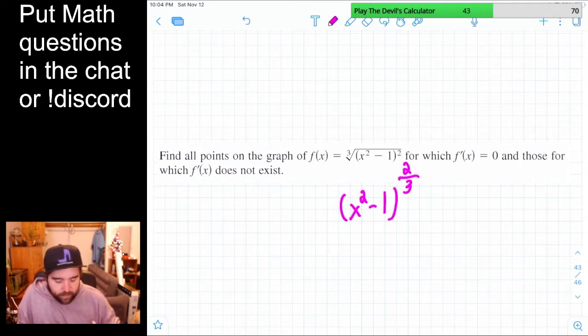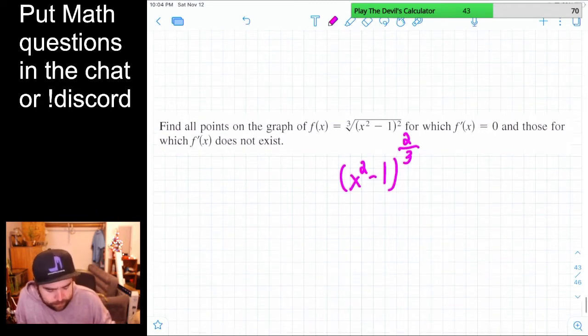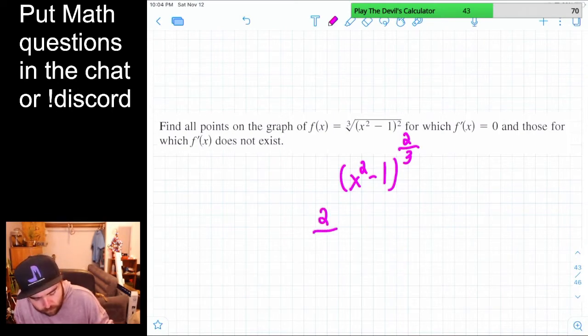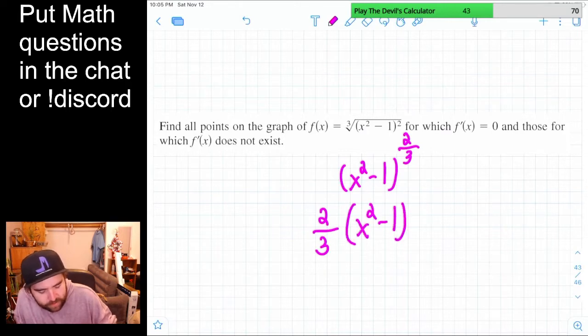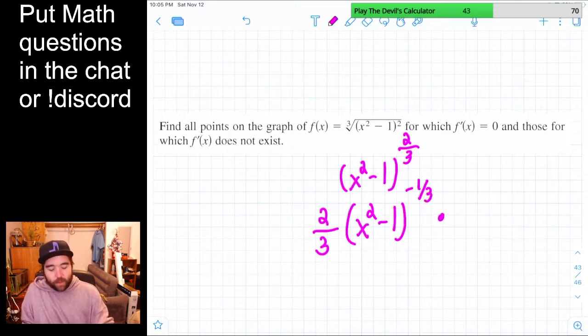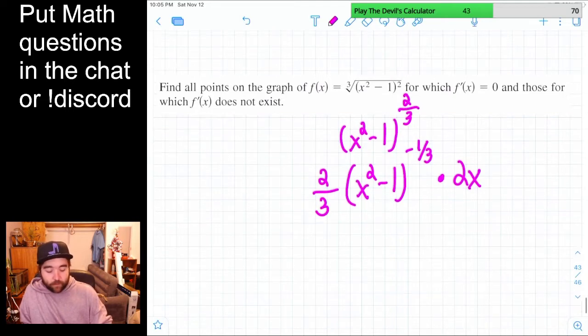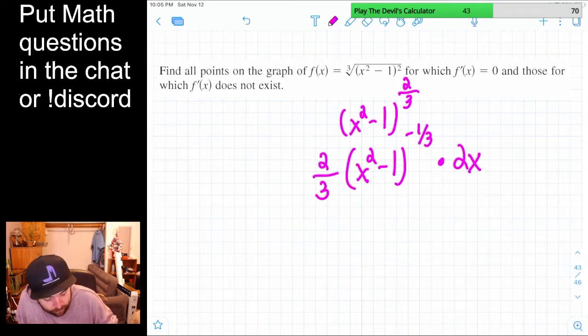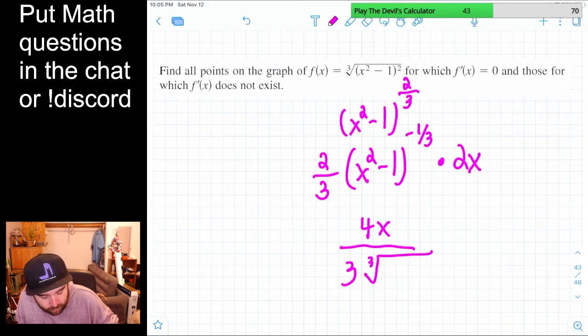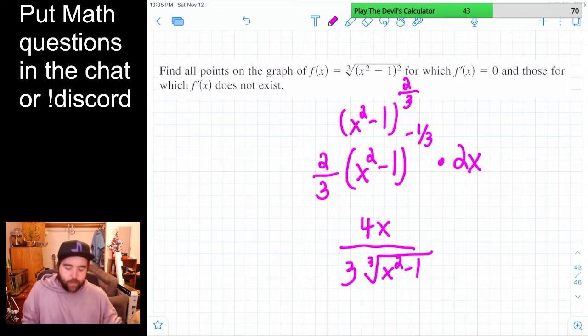So when we want to take the derivative of it, we're just going to use the power rule. Bring the power to the front, keep the inside the same, subtract the power by 1, but then we have to multiply by the derivative of the inside, which is 2x. So then what is our function here? Our top is just going to be 4x. Our bottom is going to be 3 times the cube root of x squared minus 1.